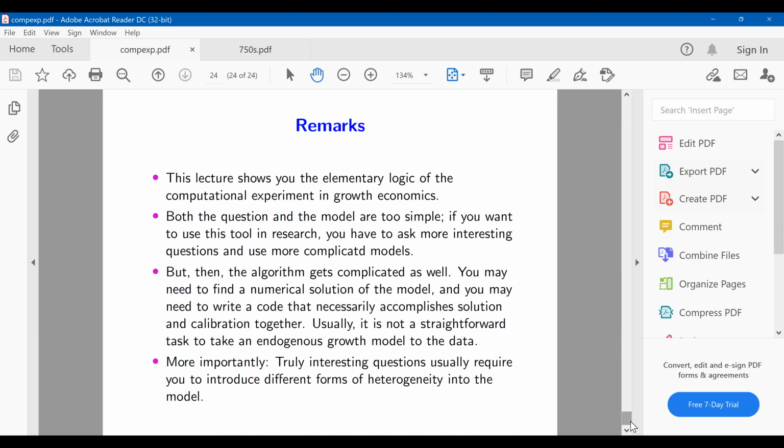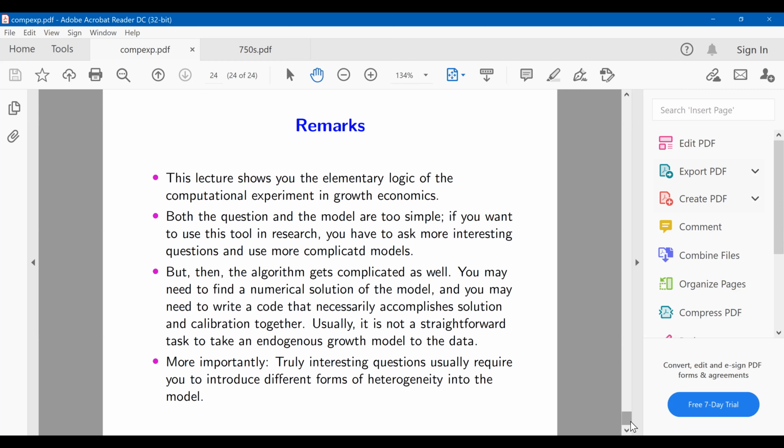What we saw here today in these 2 hours is the elementary logic of computational experiment. This lecture is particularly designed for growth economics. So we had this very simple model, and we tried to apply the Kydland-Prescott methodology to that simple model with some simple questions.